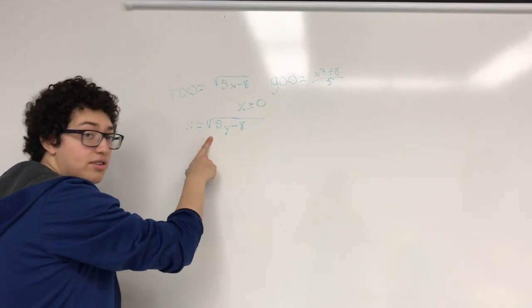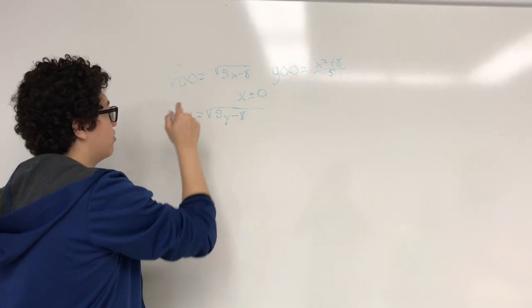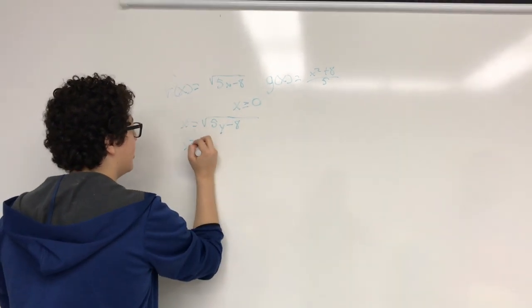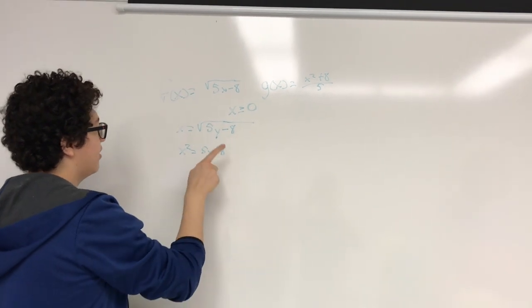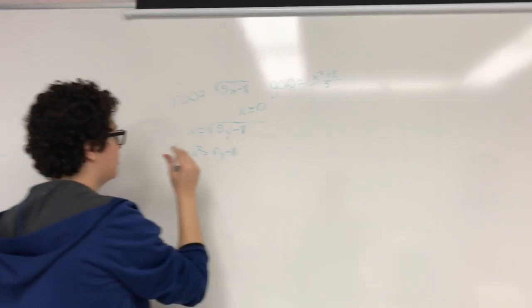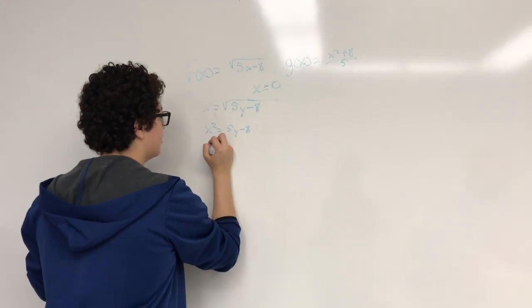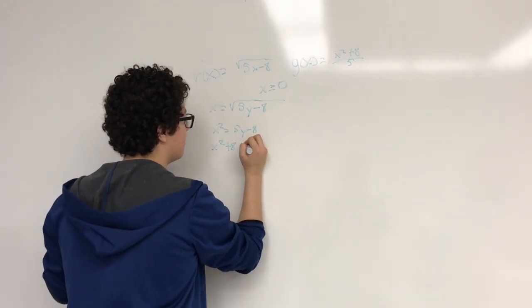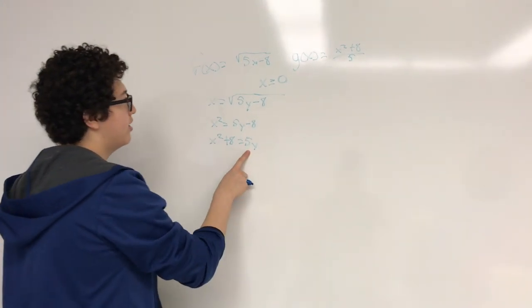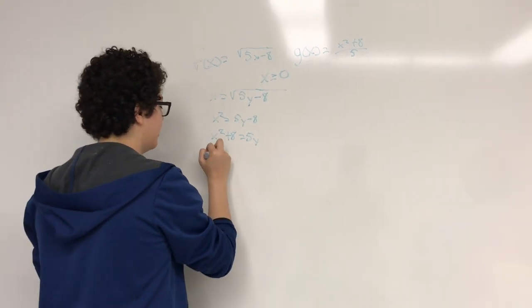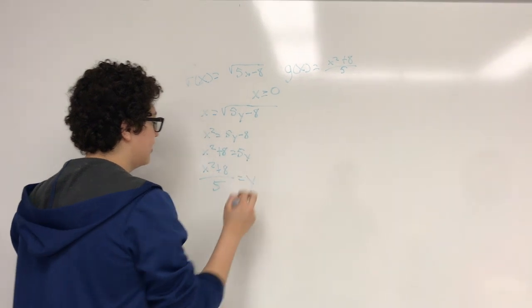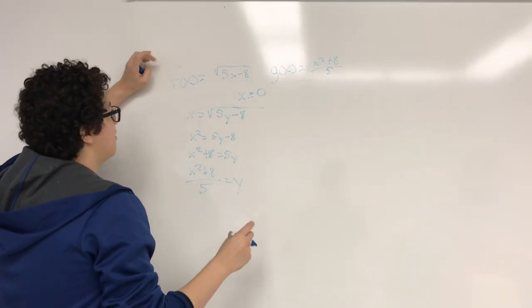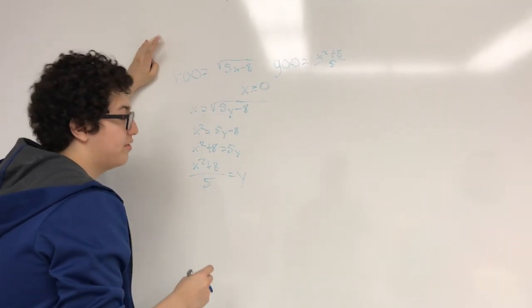Then we pass the square root as a square. x squared equals 5y minus 8. Then we pass the negative 8 adding: x squared plus 8 equals 5y. And then we need to pass the 5 dividing. So (x squared plus 8) over 5 is equal to y. So again, f of x and g of x are inverse functions.